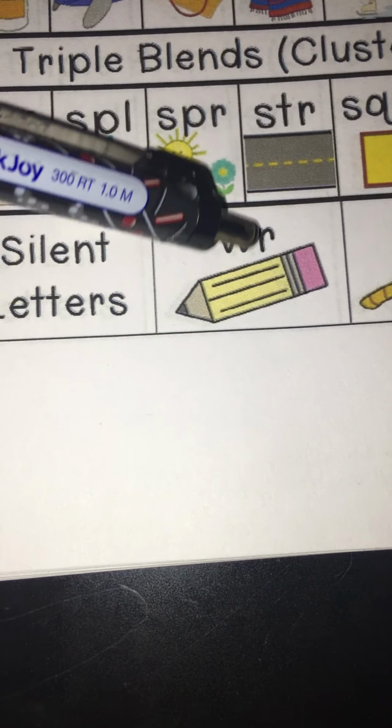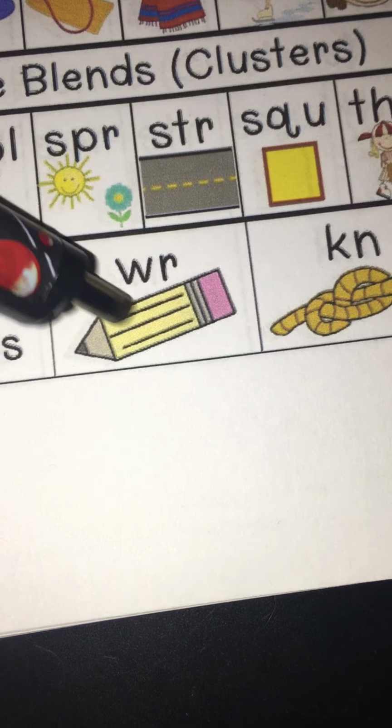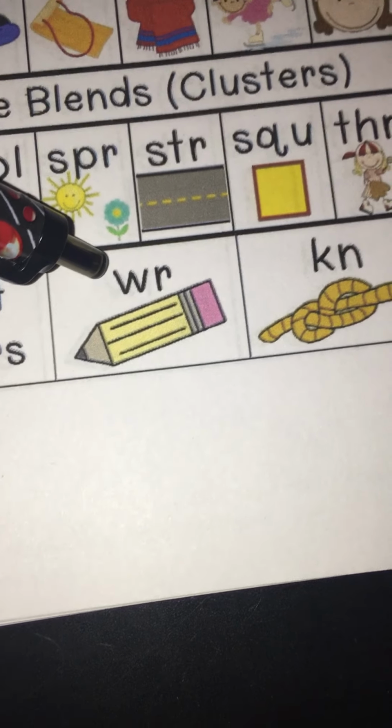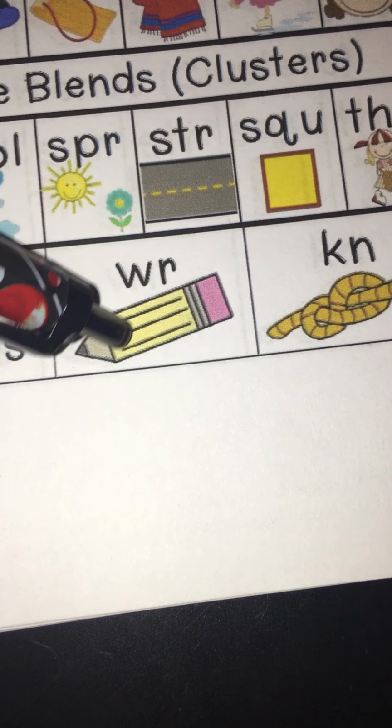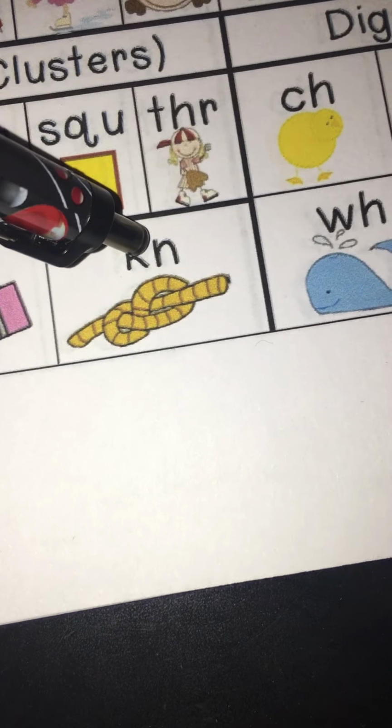Okay, then we have our silent letters. These are kind of hard for kids because when they make the sound, they don't hear that first letter. But just giving them a lot of time to look at words that have these silent letters will help them. So WR says r as in right. KN says n as in not.